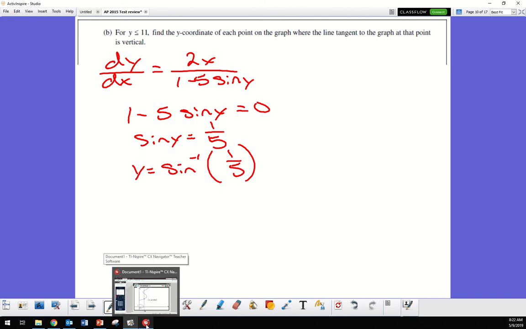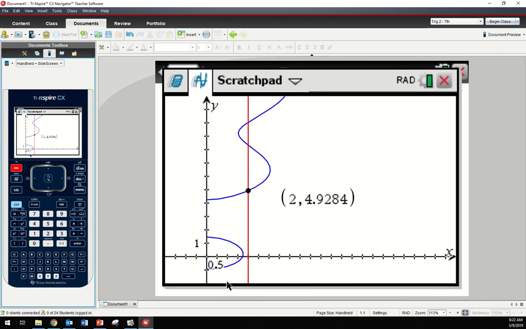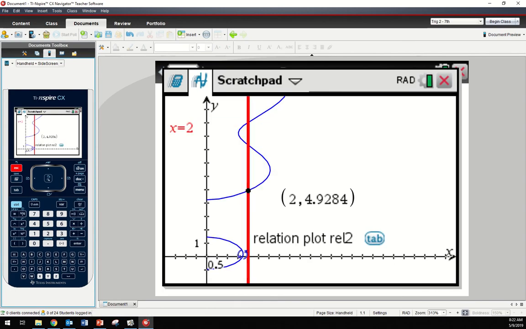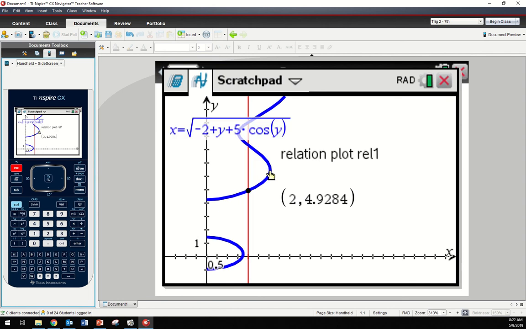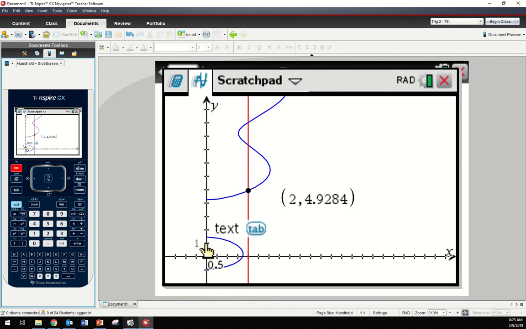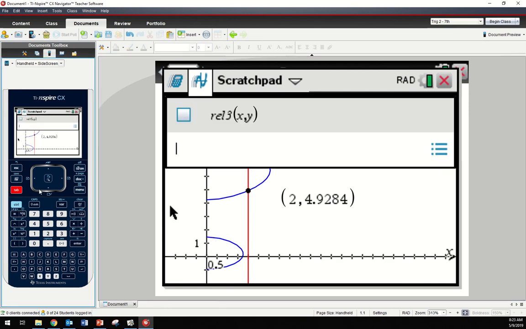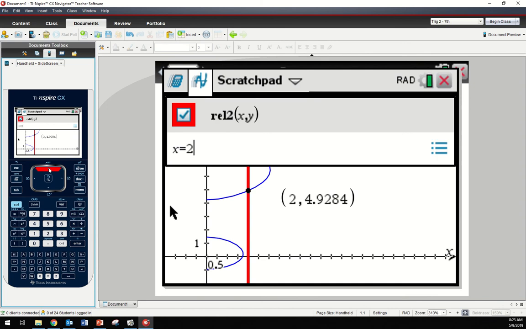All right, I'm going to show you guys an easier way though. Because if I'm looking at my graph, how many points are there? It's undefined right here, right here, and right here. So what I'm going to do is take the graph of my derivative. Oh, hold on, let me click over here. I am going to get rid of this one.